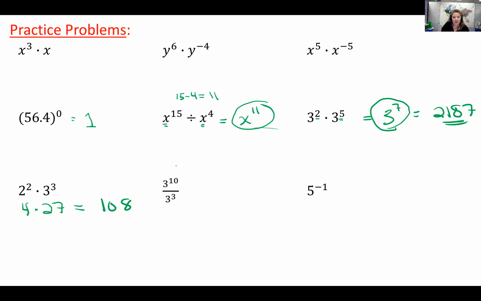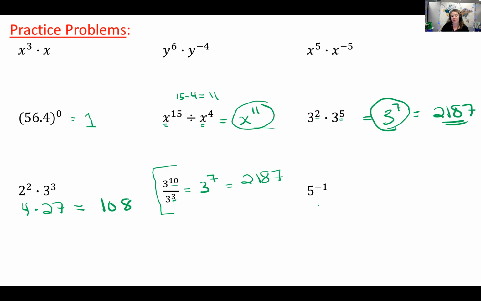All right, the next one, two numbers that are being divided with the same base. What do we do with our exponents? We subtract them. So 10 minus 3 is +7. So once again, you can leave that answer or you can write 2,187.